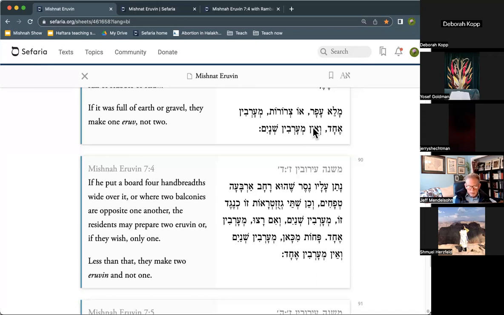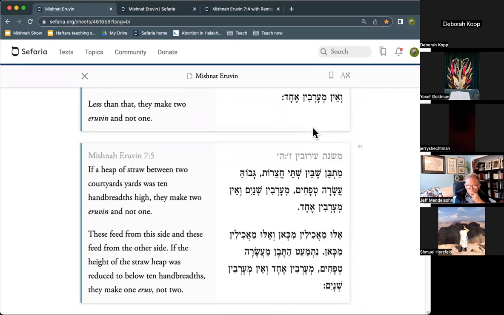Ma'arvin shnaim ve'im ratzu ma'arvin echad. The residents can prepare 2 eruvin, or if they wish, only 1. This kind of permeability in the barrier seems to give them the option. Pachot mikan, less than a 4 tefach bridge, ma'arvin shnaim ve'ein ma'arvin echad. They make 2 eruvin and not 1. If the bridge is not 4 tefachim wide, it's not a bridge. It doesn't permeate the barrier. There are 2 different domains.